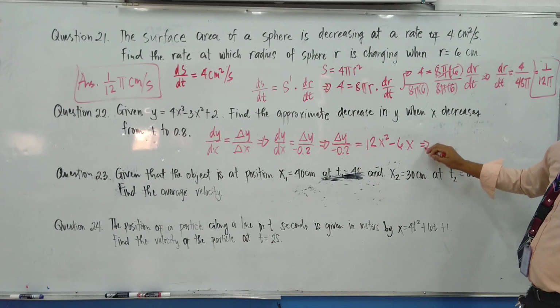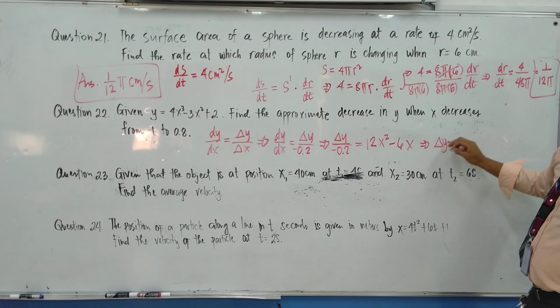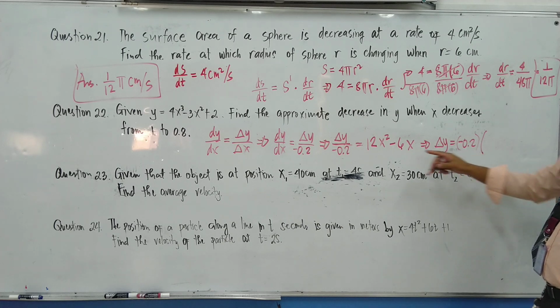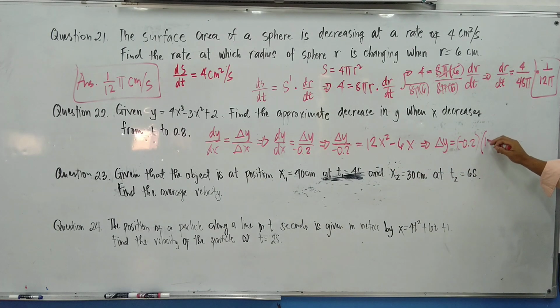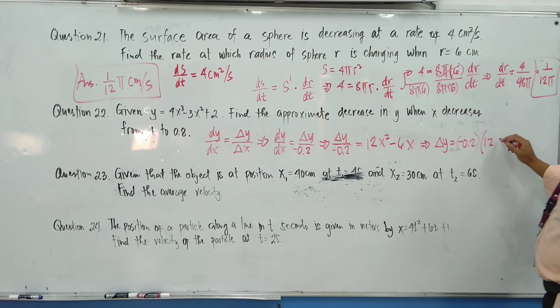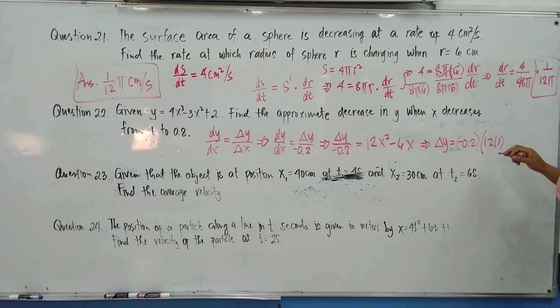So change in y equals negative 0.2 times 12 times the value of x from 1. So we will use 1. Then raised to 2 minus 6 times 1.